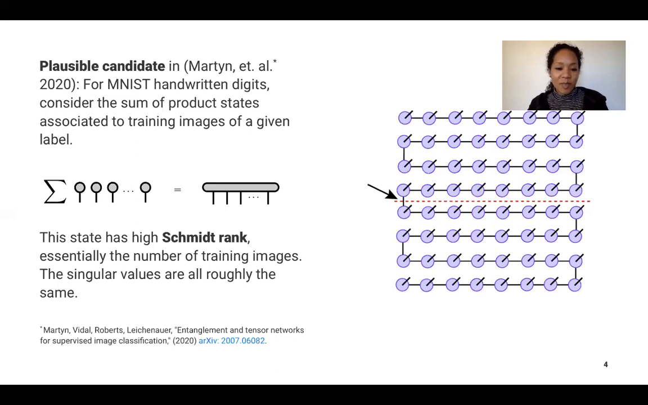So one thing they show in this paper is that the number of singular values of this state under this tensor decomposition down the middle is essentially just the number of training images. The singular values are all roughly equal, and so there's no obvious SVD cutoff that you can do. And so this state has high entanglement, and so maybe that suggests that the state being learned during training must be something way different than this.